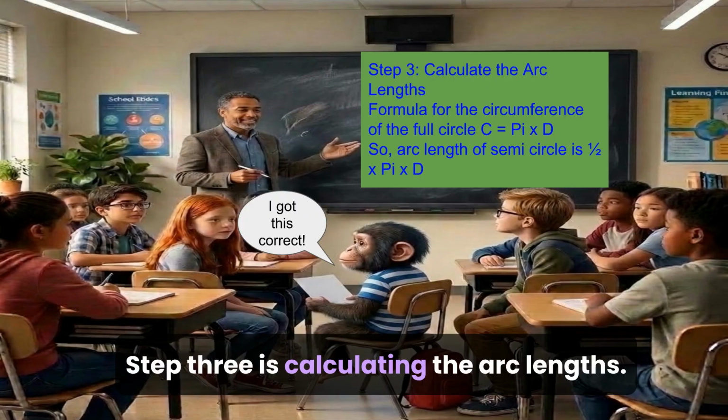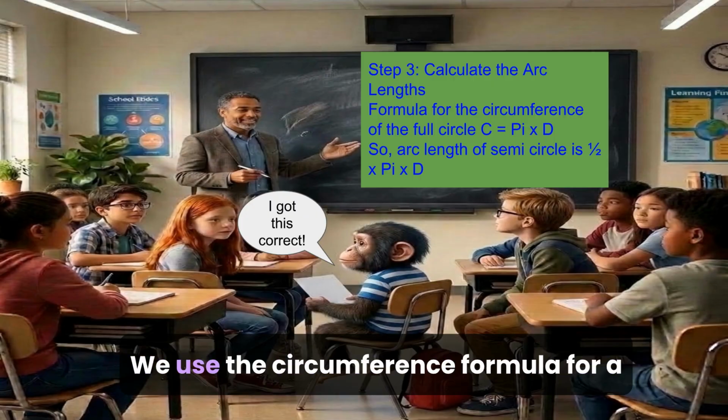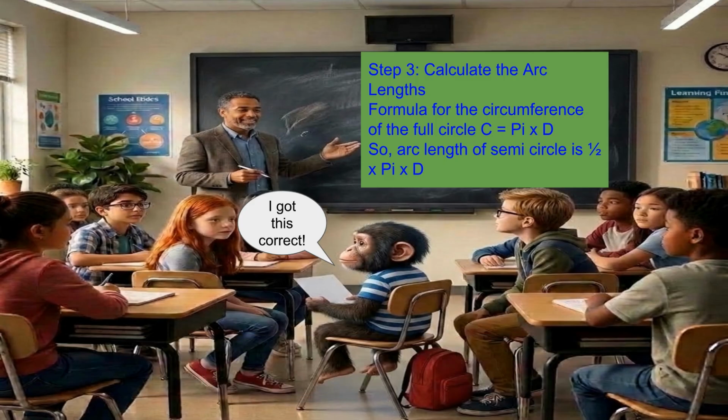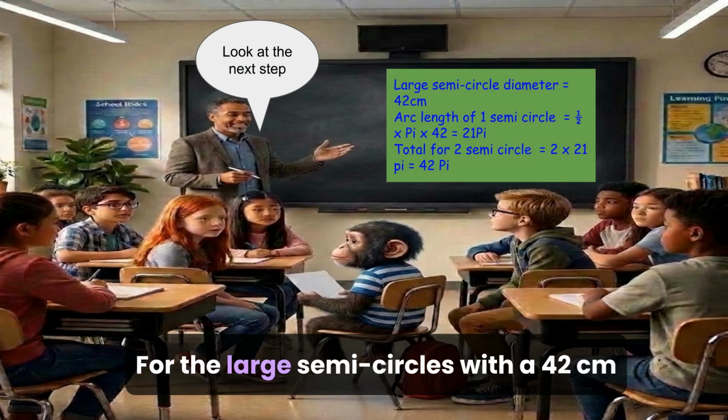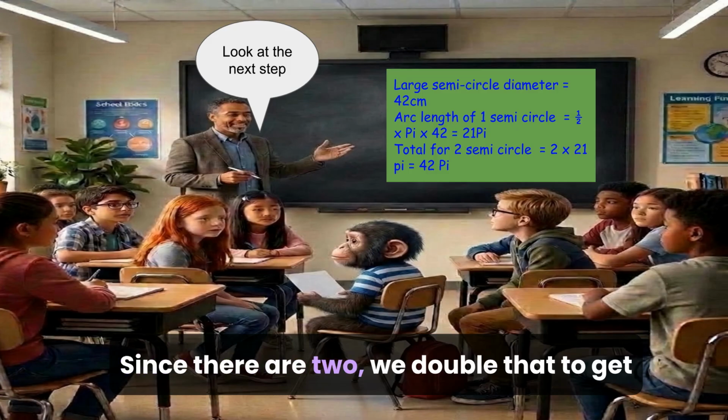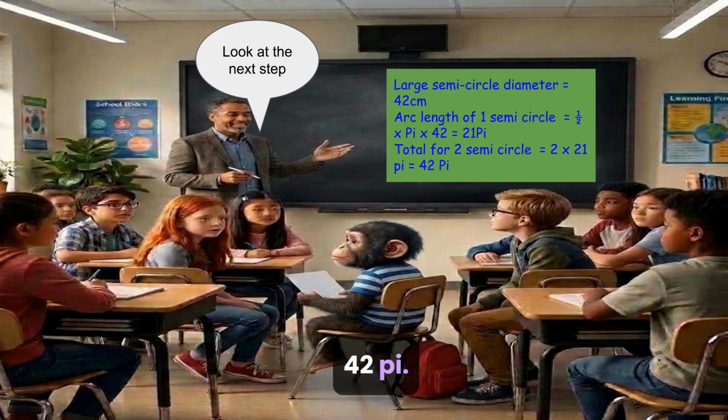Step 3 is calculating the arc lengths. We use the circumference formula for a full circle, pi times diameter, and divide by 2 for the semicircle. For the large semicircles with a 42 centimeter diameter, the arc length is 21 pi. Since there are 2, we double that to get 42 pi.